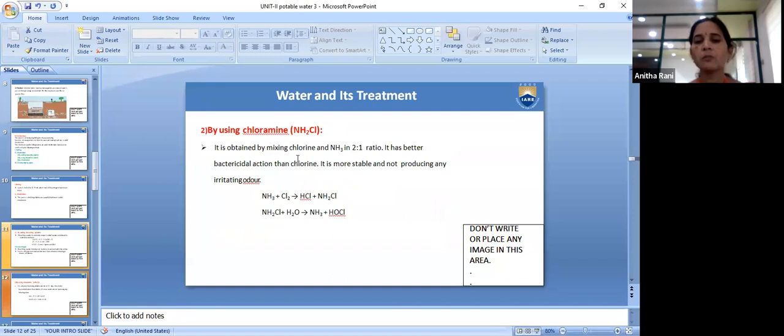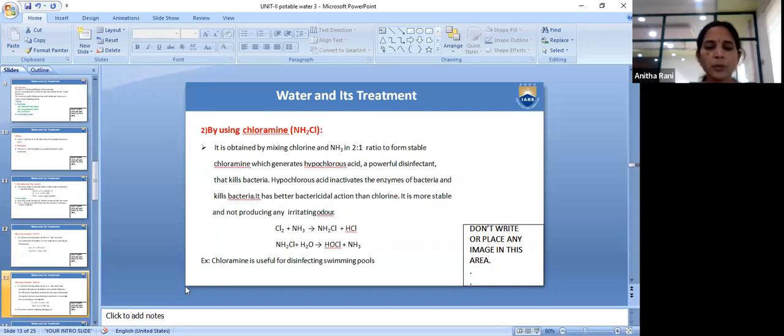Next, we are using chloramines. Chloramines are prepared by using chlorine and ammonia in a 2:1 ratio. When we take chloramine in water, we get hypochlorous acid, and this hypochlorous acid will kill the bacteria. We mainly use chloramines for disinfecting swimming pools.